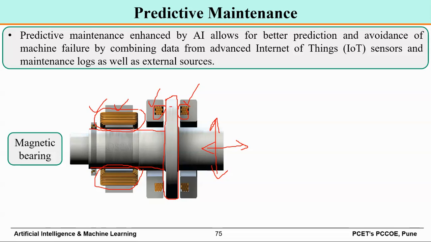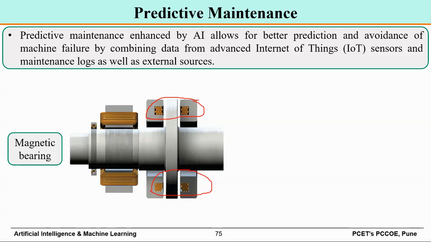So, when we talk about this shaft rotating here, it may move axially. So, there should be an axial bearing, right? That axial movement must be restricted by that axial bearing. So, whatever coils you will see here, they create a magnetic field, and their role is to restrict the axial movement.